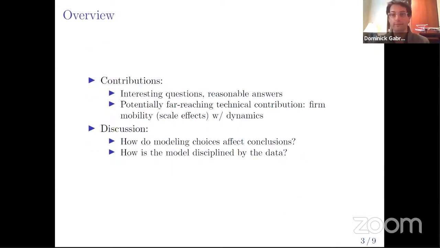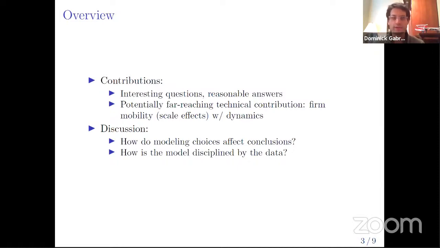So yeah, I like the paper. It's well motivated, interesting questions. I think the answers are reasonable. On the technical side, there's, I think, what is potentially a far-reaching contribution, which is to give us a way to think about firm mobility and scale effects, which I'll talk about in a second, with dynamics. And I'll talk about why I think that's potentially so important.